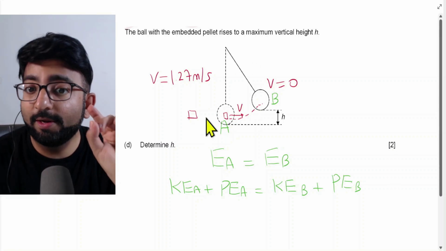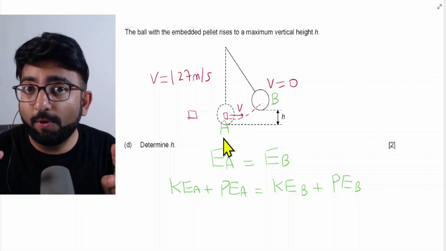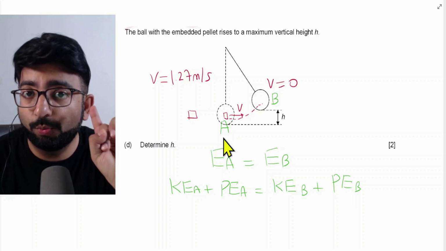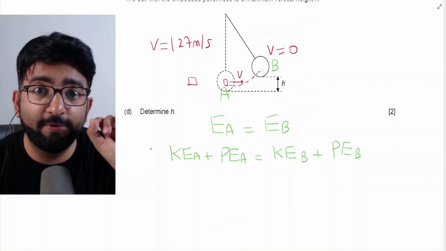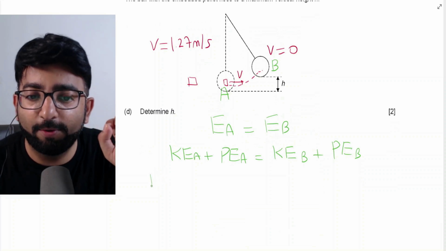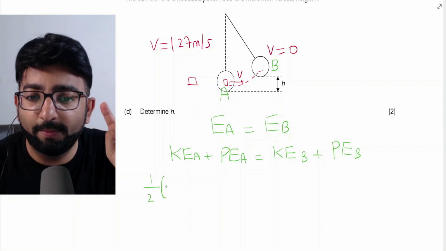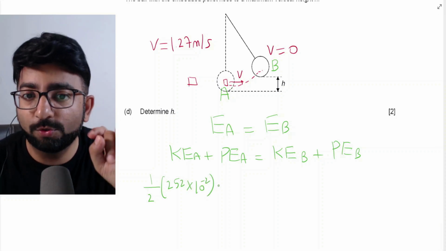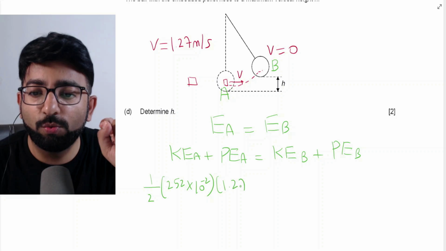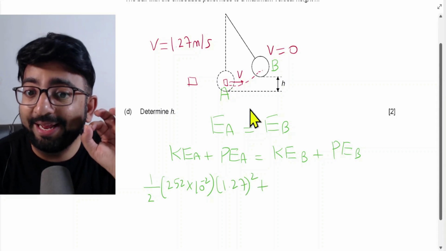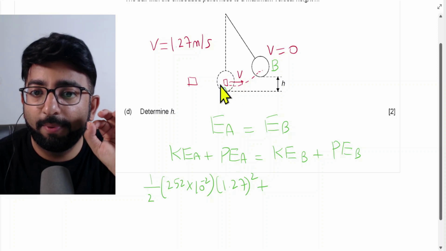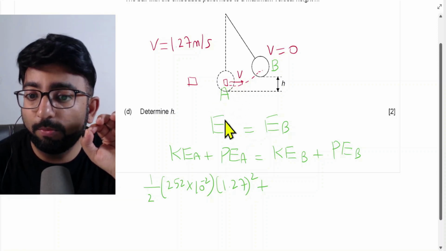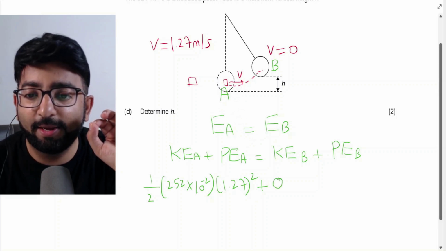So initially, we are considering the point A. This is the point where the pellet and the ball are moving as one system. So the total mass will be 252 grams, like we had seen earlier. So kinetic energy will be half into 252 grams. Let's convert that into kgs. And then the speed squared, half mv squared. So speed will be 1.27 squared plus potential energy we know is mgh. But for the point A, we can assume the height to be zero. So at the bottommost point, potential energy we will take as zero.